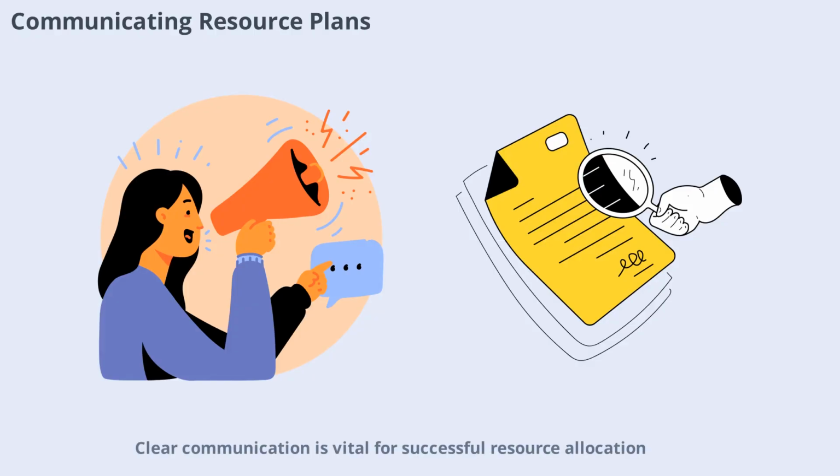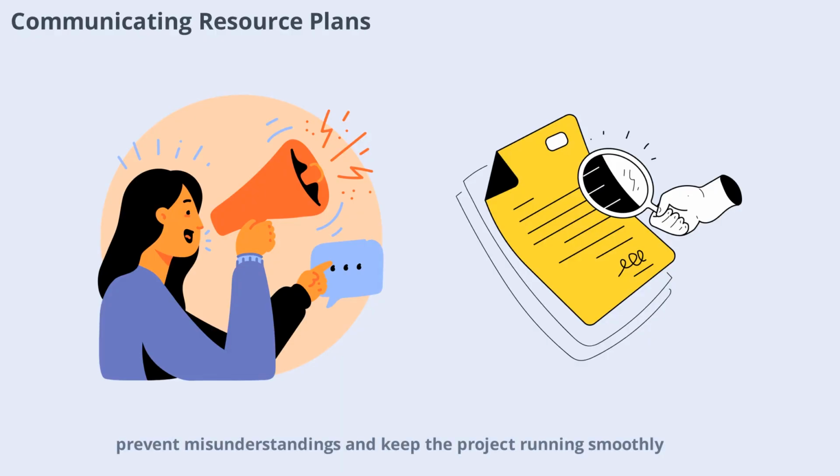Clear communication is vital for successful resource allocation. Share your resource plans with the team and stakeholders and make sure everyone understands their roles and responsibilities. Regular updates and open channels for feedback help prevent misunderstandings and keep the project running smoothly.